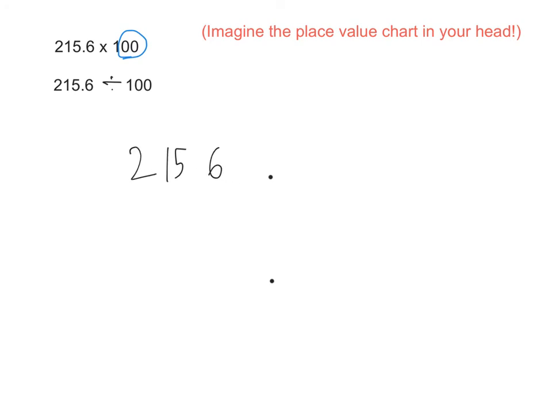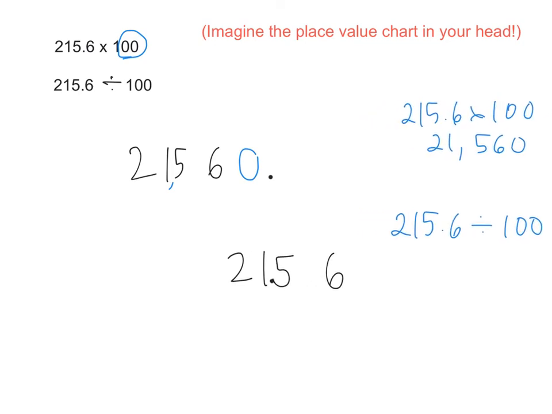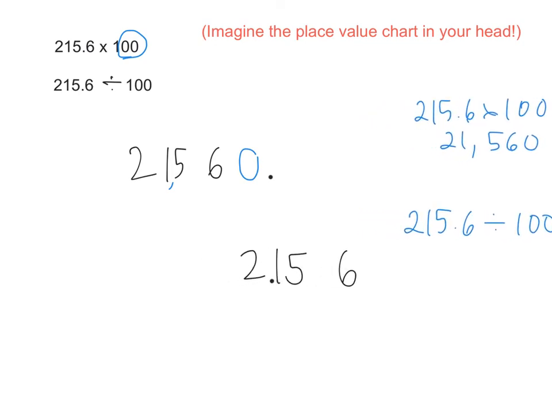Okay, so when we imagine this in our head, what do we know we need to fill in here? 0. So what would the new answer be? What's our new answer? 21,560. Okay, so once again, imagining the place value in our head, if we want to divide it by 100, we would need to shift that number 1 spot to the left and 2 spots to the left. So we could see that our new answer is 2.156 or 2 and 156 thousandths. Okay, go ahead and write that into your notebook as well.